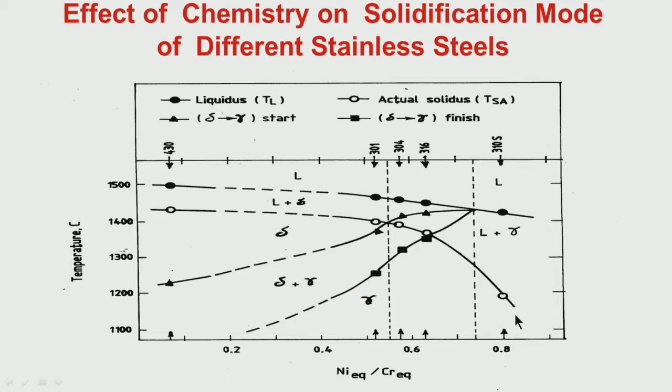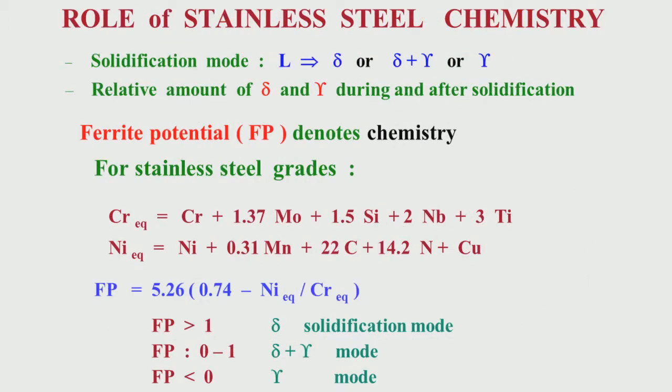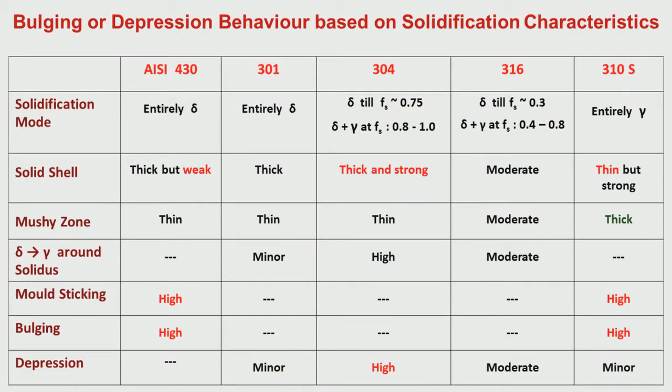310 is total austenitic solidification, there is no delta to gamma, only gamma solidification. So the difference in solidification mode I have tried to explain for the different chemistries. Now let us try to see how the solidification is taking place and what are the implications on the sticking or bulging tendency, which I have told is very important. This is the bulging or depression behavior based on solidification characteristics for stainless steel.